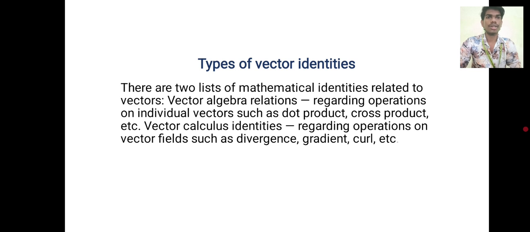Types of vector identities. There are two lists of mathematical identities related to vectors. Vector algebra relations regarding operations on individual vectors such as dot product, cross product, etc. Vector calculus identities regarding operations on vector fields such as divergence, gradient, curl, etc.